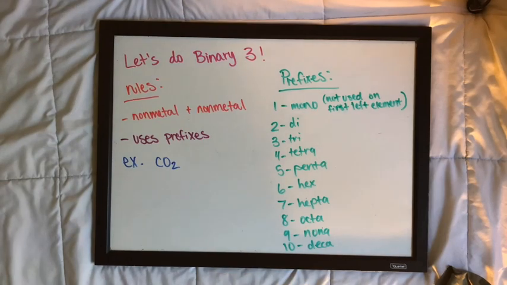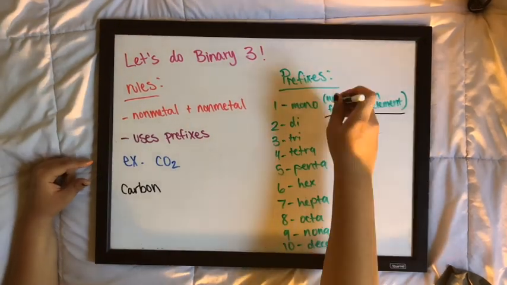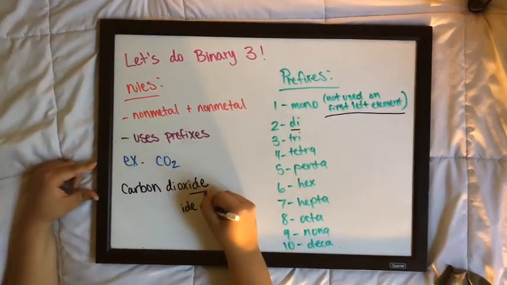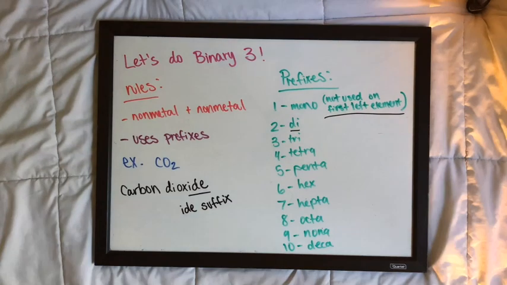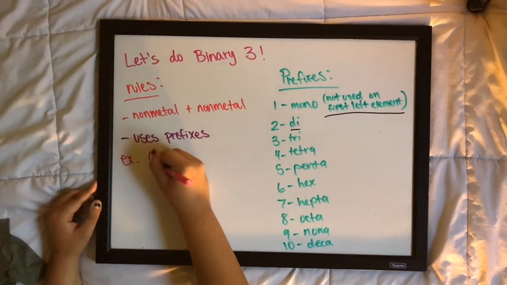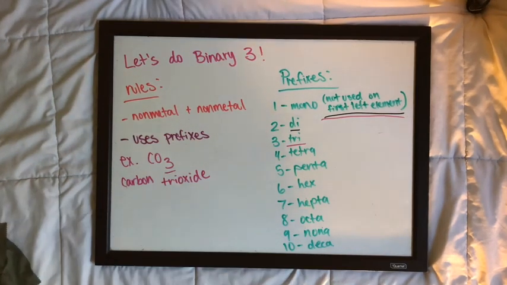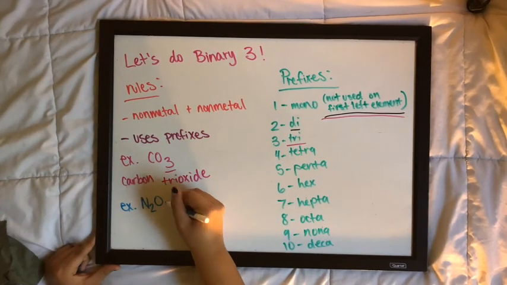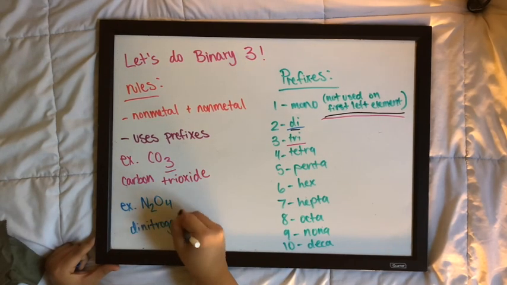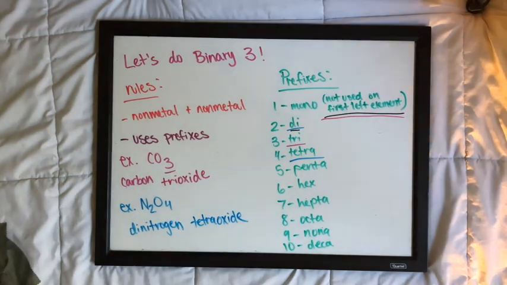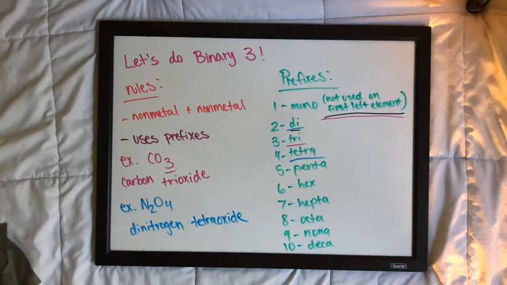Let's go over an example. We have CO2, so that's going to be carbon because there's only 1, dioxide because there's 2 oxygen. For example number 2, we have 1 carbon, 3 oxygens, so therefore it will be carbon trioxide. And then we have 2 nitrogens and 4 oxygens, so it's going to be dinitrogen tetraoxide.